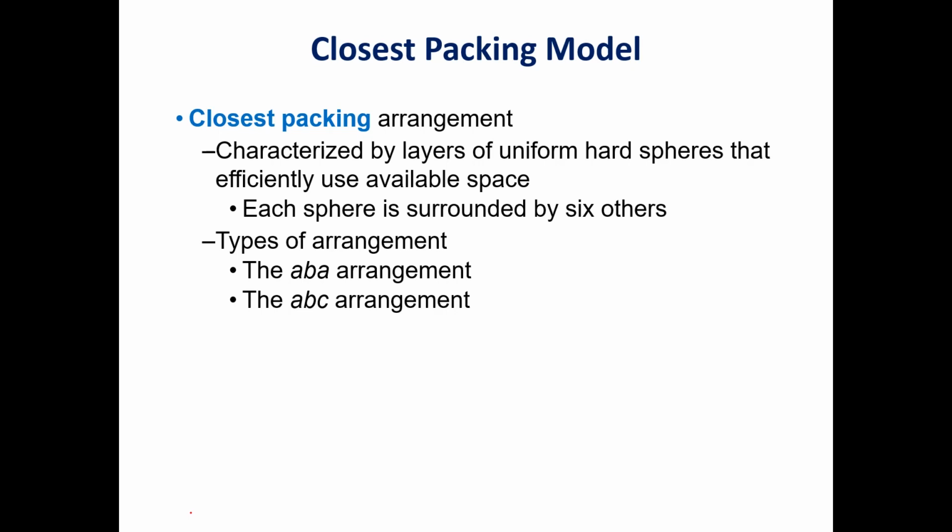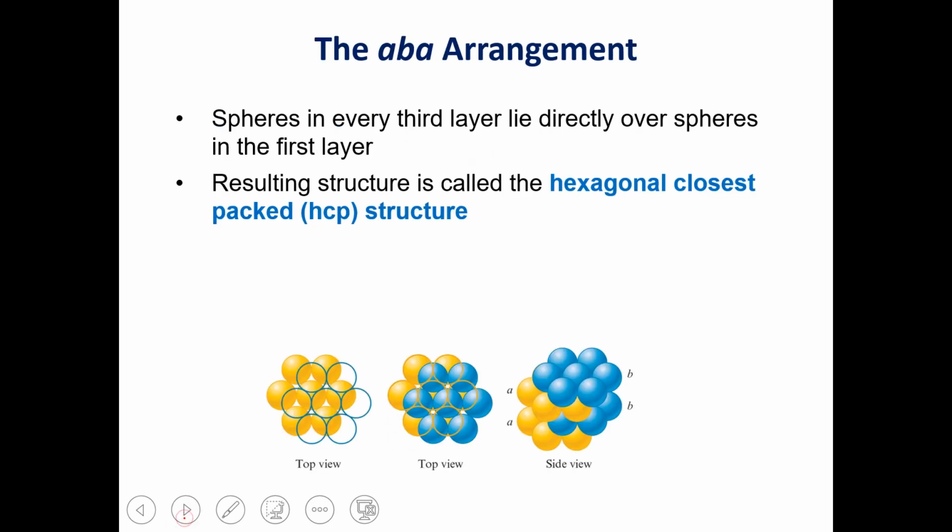So in the closest packing model, we pack things, we layer things in a way that uses up the available space. There are two types of arrangements that we use. One is the ABA arrangement, and one is the ABC arrangement. So let's look at how these are structured.